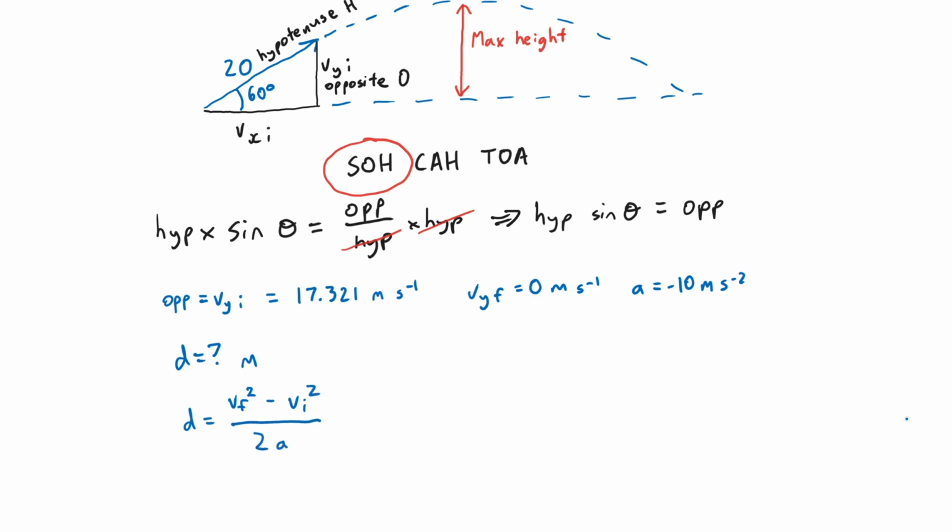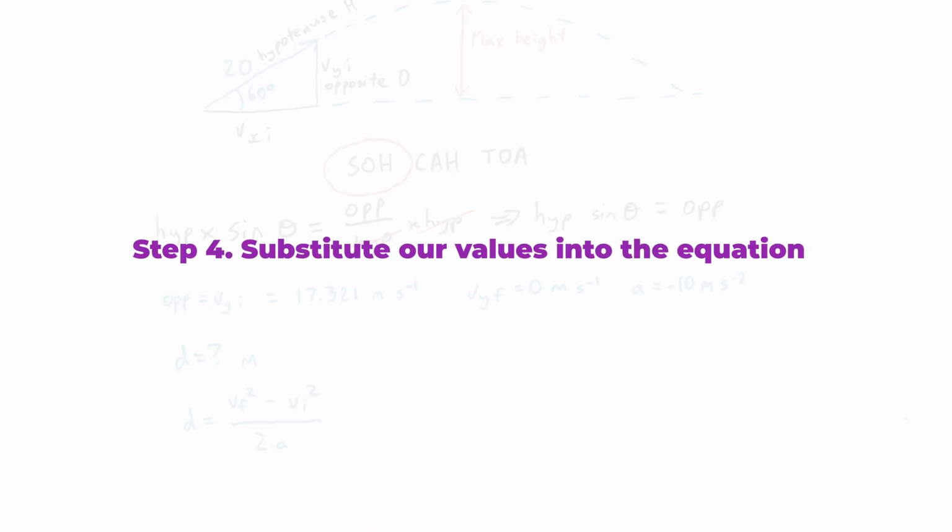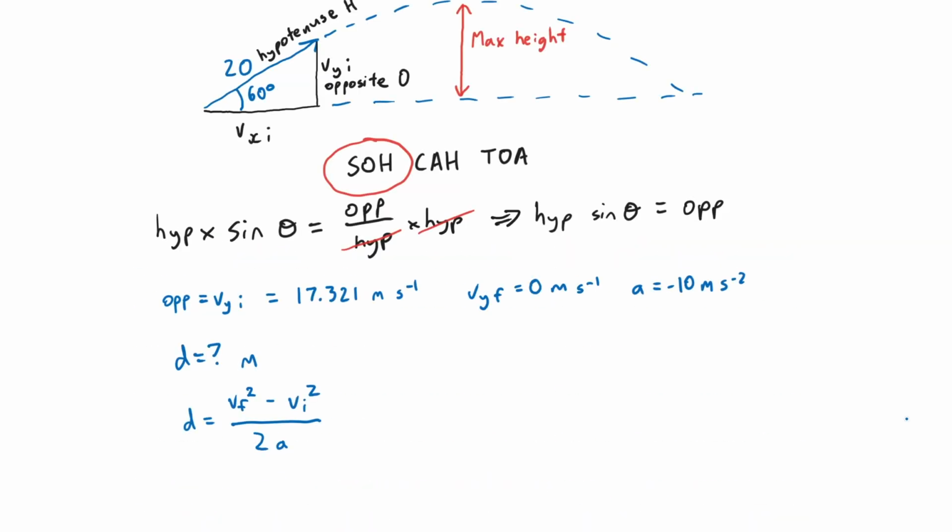We used this equation earlier for question 9. Step 4. Substitute our values into the equation. Let's plug in our values. So d will be equal to 0 squared minus 17.321 squared divided by 2 times -10.